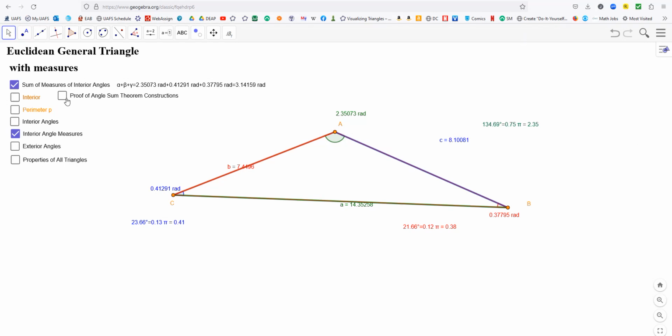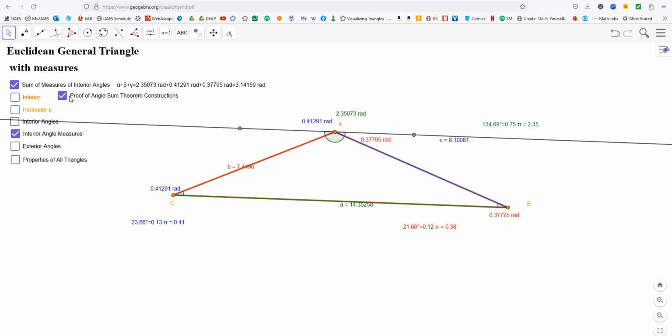So we have proved, using the Z property, that the sum of the measures of the interior angles of a triangle in Euclidean geometry is, in fact, 180 degrees, or pi radians. But notice we use the direction of the Z property that only works in Euclidean geometry. It doesn't work in hyperbolic geometry and spherical geometry. So we get a different result in those geometries.